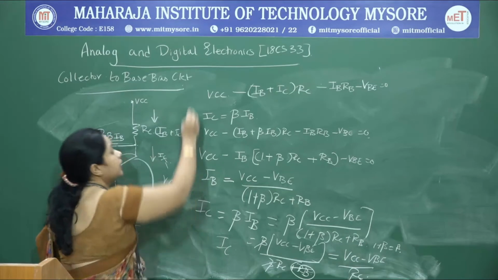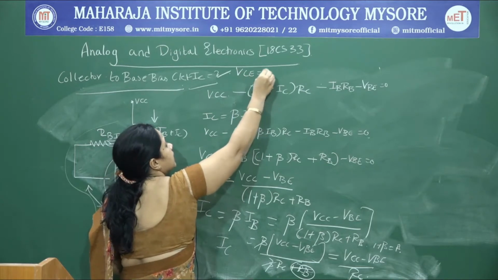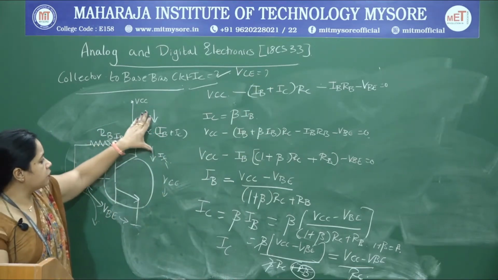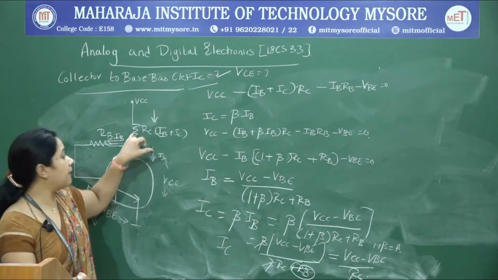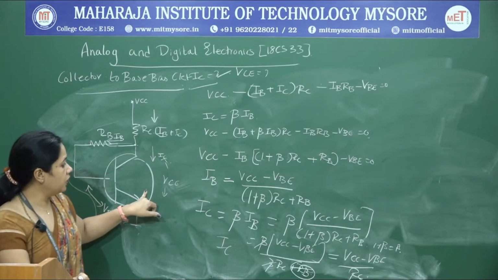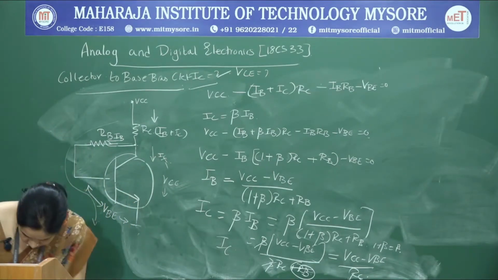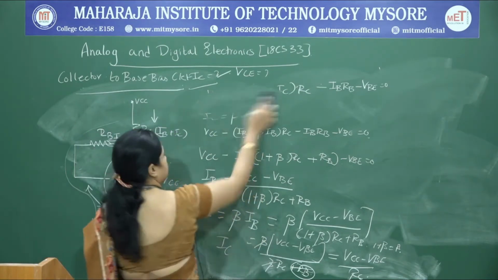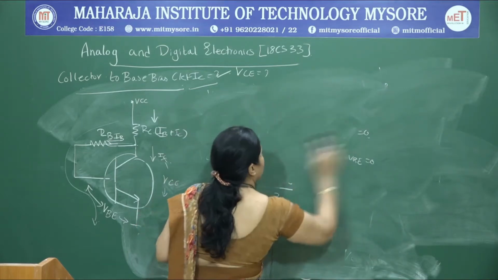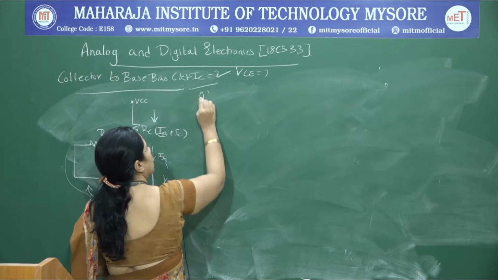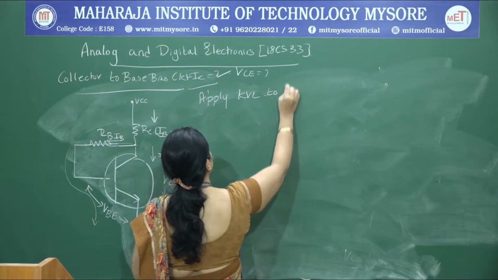Now we are done with computing IC. What am I supposed to do? We need to determine VCE. Where do you find VCE? VCE we find at the output junction. So we apply KVL to the output junction and arrive at an expression for VCE. So now apply KVL to the output.